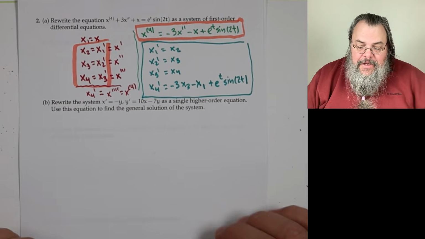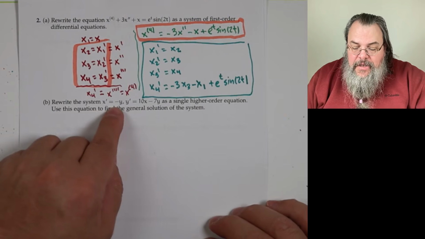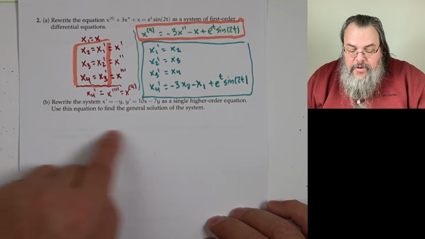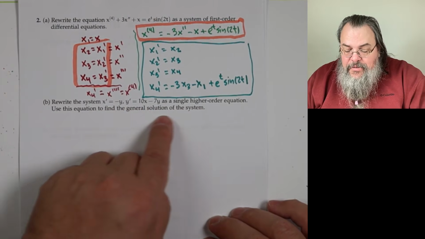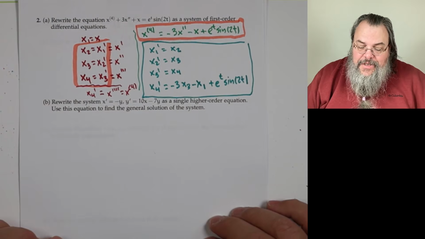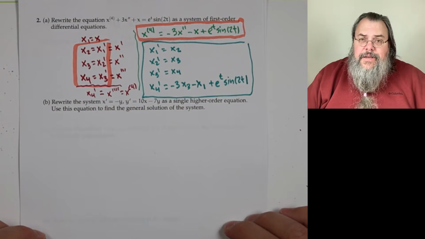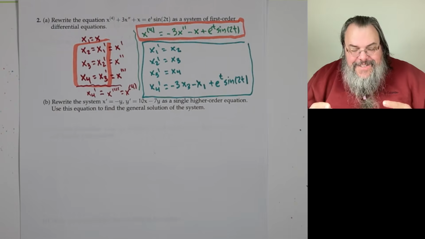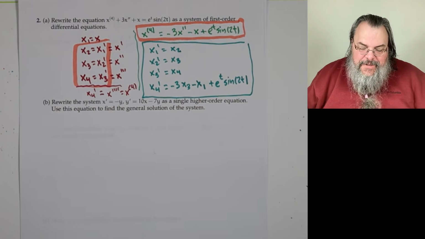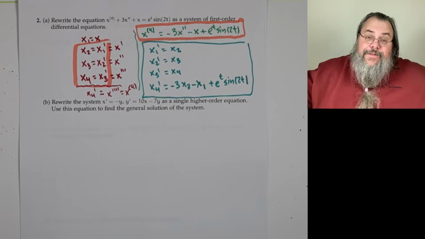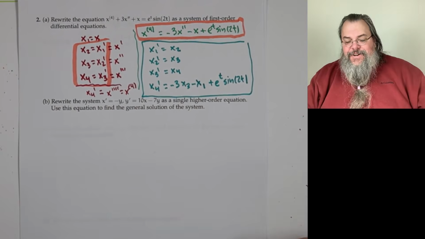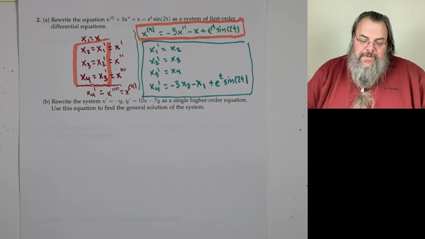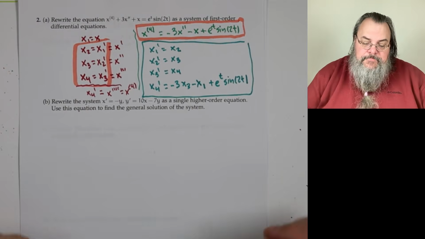Now, part B. Rewrite the system x prime equals minus y, y prime equals 10x minus 7y as a single higher order equation, and use this equation to find the general solution of the system. Now you might say, whoa, wait a second. Didn't we just do that? Yes, we just did that on the previous problem. But I guess we'll do it again. Okay, it's the technique, so nice. We'll do it twice.